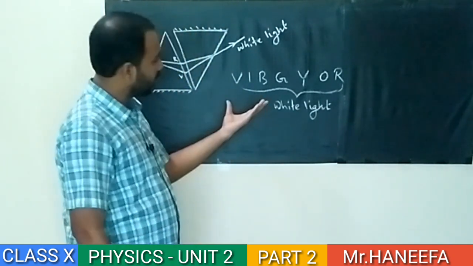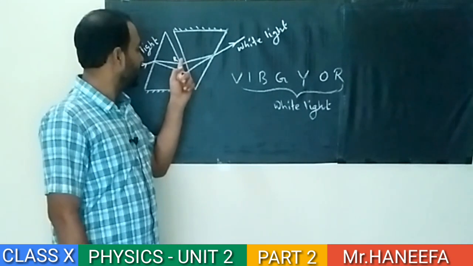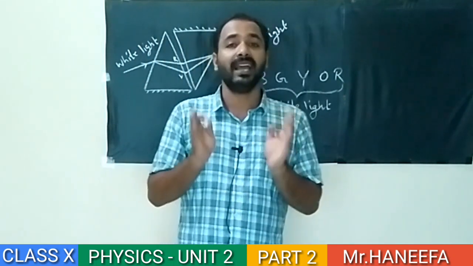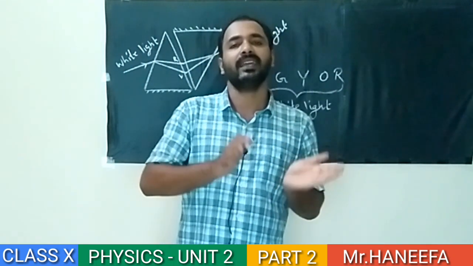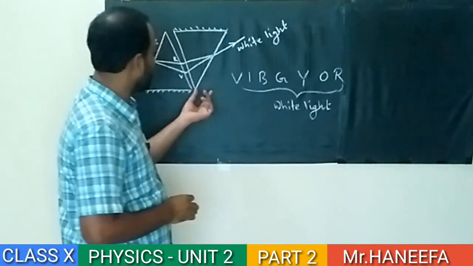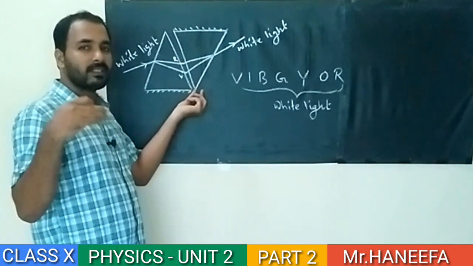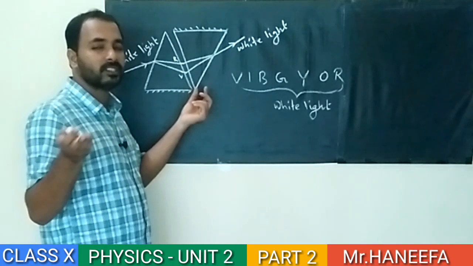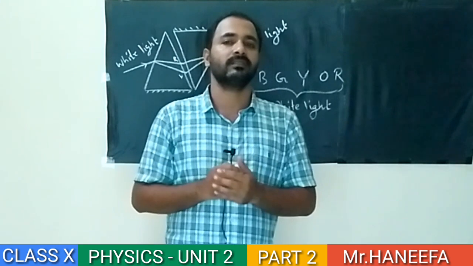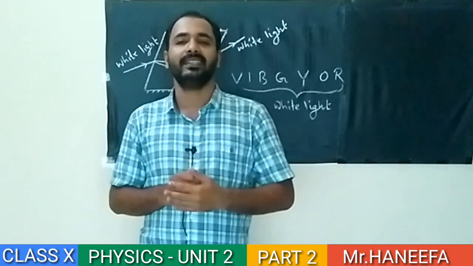Which is the most deviated color? The most deviated color is violet, the least deviated color is red, and all other colors lie in between violet and red. Then using another identical prism placed in an inverted position, Sir Isaac Newton explained the combination of these 7 colors to form white color. This white light is called visible light or sunlight.